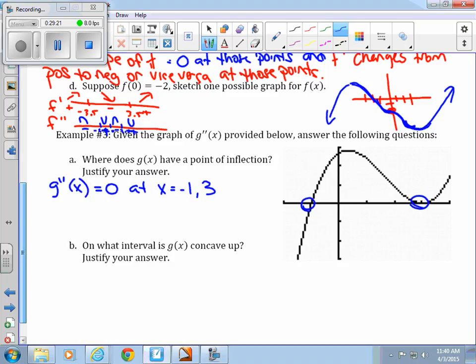Now, did I call those points of inflection yet? Is there a reason I didn't call them points of inflection yet? Yes. Which one's a point of inflection? Why?